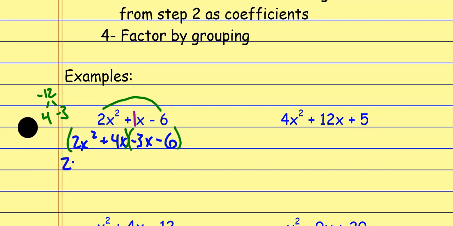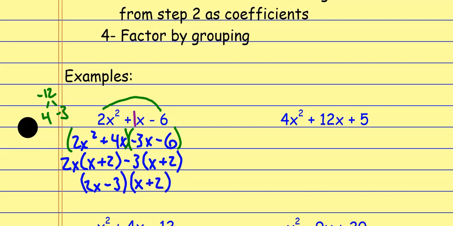Out of the first group, I can factor out a 2x. That leaves me with an x plus 2. Out of the second group, I can factor out a negative 3. That leaves me with an x plus 2. They have the x plus 2 in common, so that means my two factors are going to be the 2x minus 3 and the x plus 2.